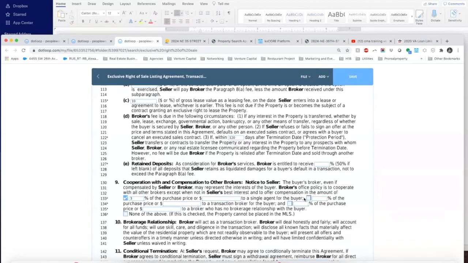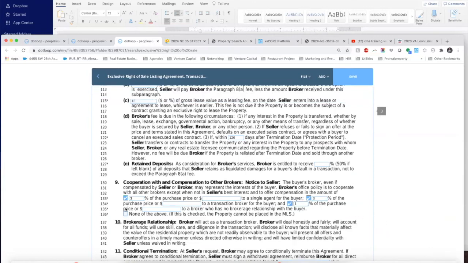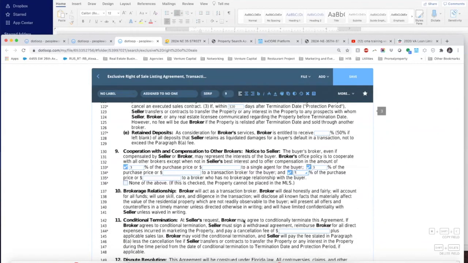To a single agent for the buyer, same 3% of the purchase price. To a transaction broker of the buyer, and usually it's 1% if there's a broker and they have no brokerage relationship to the buyer, so it's like a referral. So the agent just gives you the buyer directly, and you work with both seller and buyer, and you only pay 1% referral fee to this agent.